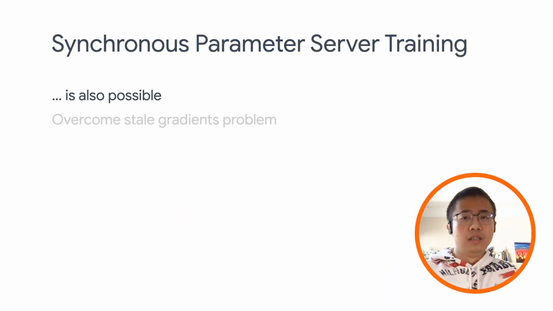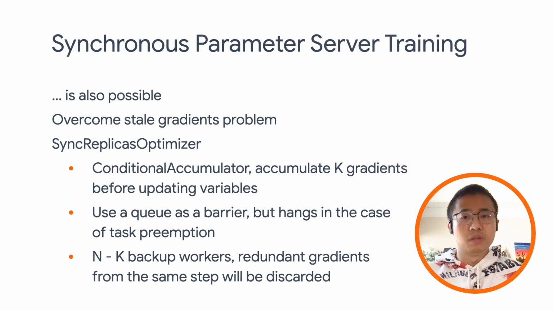On the other hand, synchronous parameter server training is also possible. It can overcome the stale gradients problem. In TensorFlow 1, we implement the synchronous parameter server training using SyncReplicasOptimizer. It creates one conditional accumulator per variable, and it will not aggregate and apply gradients before it accumulates k gradients.